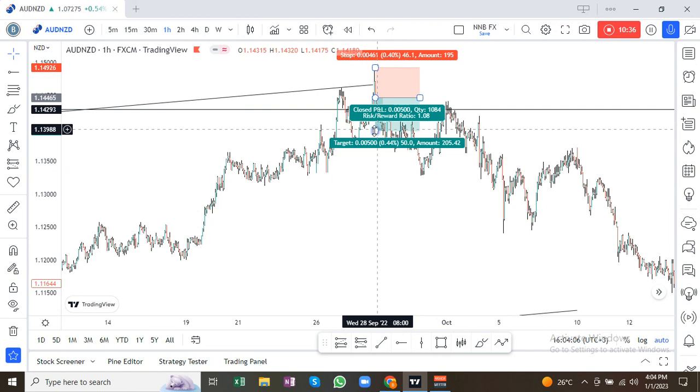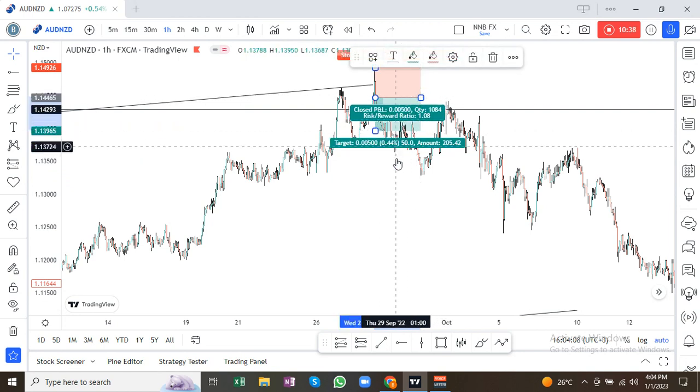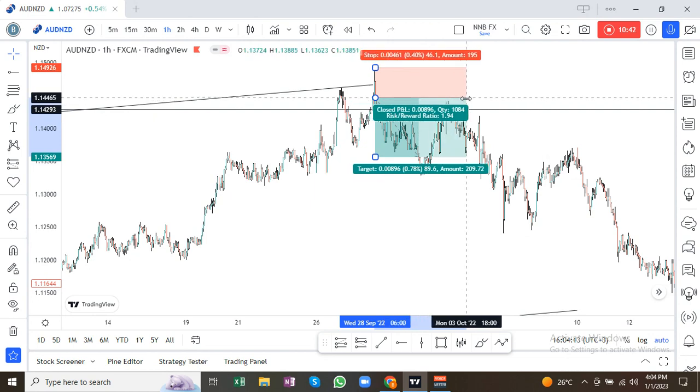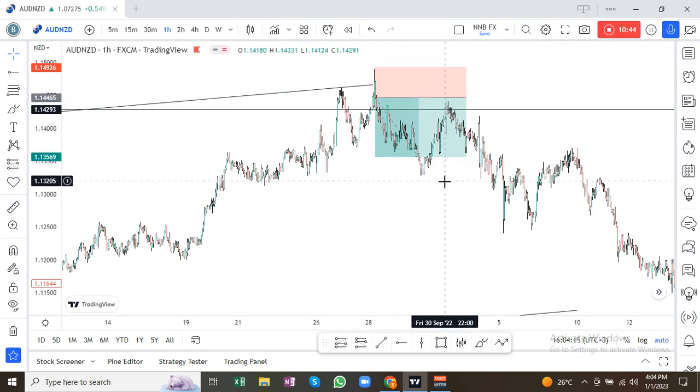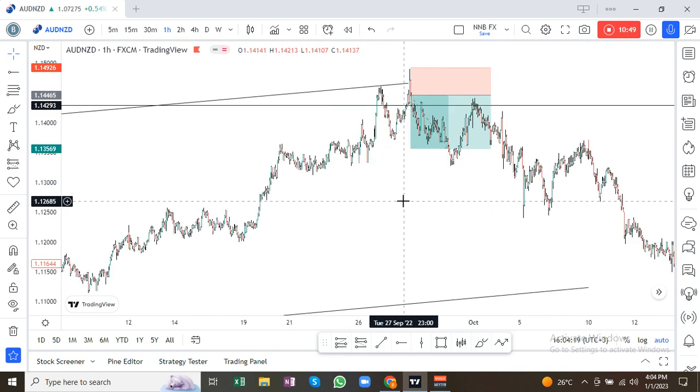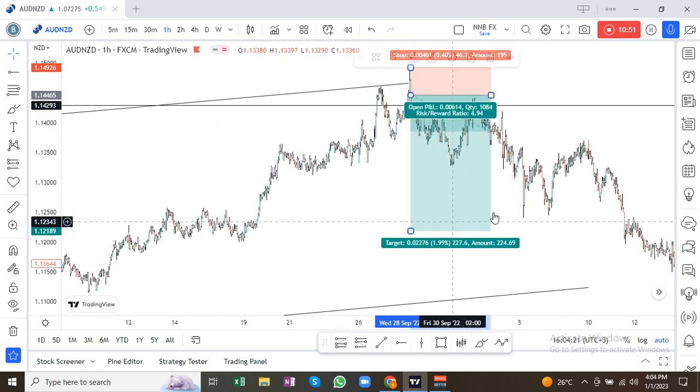For me, this trade played out. After the market got to around here, I moved my stop loss to break even and the market moved up. It missed my stop loss by like 2 or 3 pips and then the market played out, it went down.